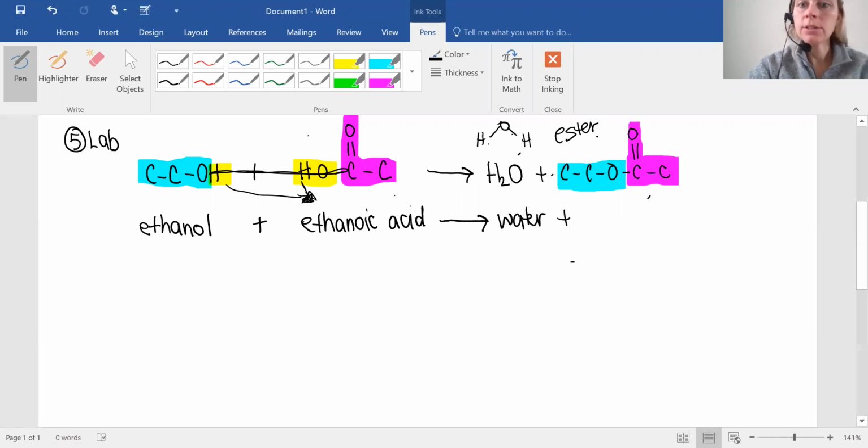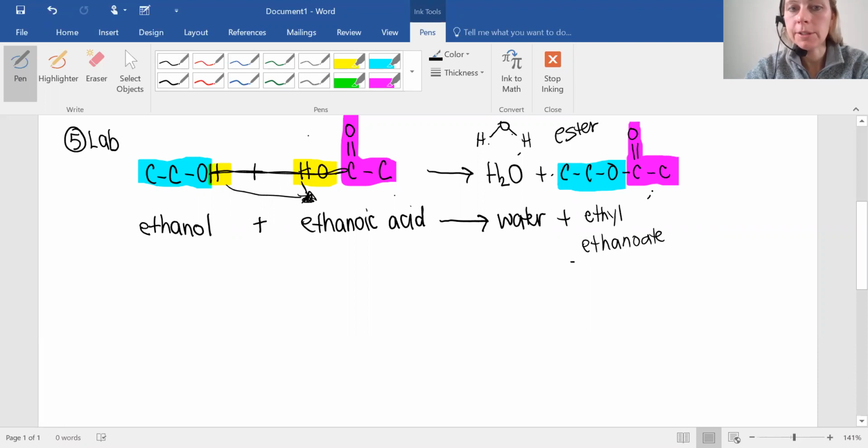So in naming an ester, the base name comes from the double bonded oxygen. So I have ethanoate. And my branch name comes from the single bonded oxygen, which is ethyl. So our name for this is ethyl ethanoate.